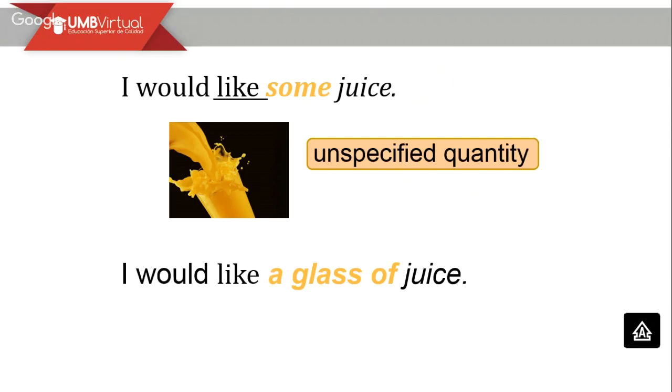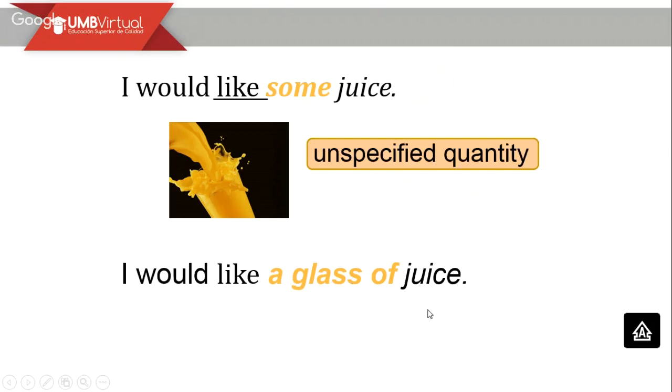And look at here the difference. In this case, we say, I would like a glass of juice. When we mention this part, you are mentioning a specific quantity. That's why we can make this item countable now, yes? But per se, this juice is uncountable, right? Okay, a glass of juice, 2 glasses of juice, 3 glasses of juice.